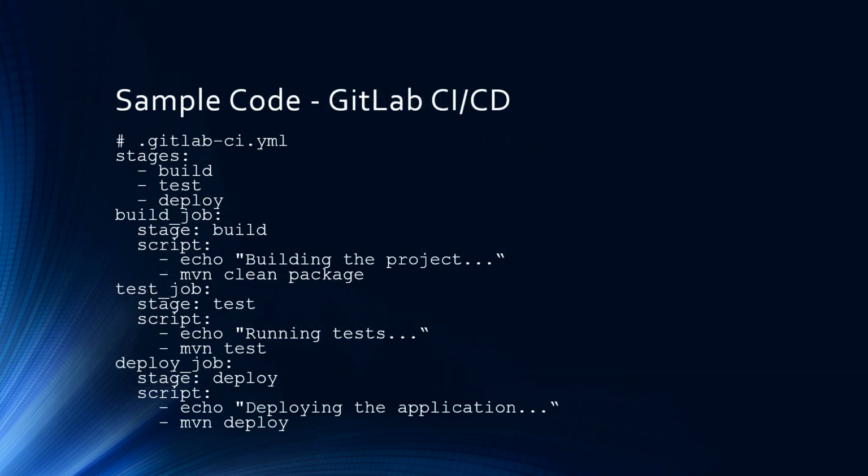Let's analyze this GitLab CI/CD configuration example in detail. This YAML file demonstrates the core concepts of pipeline configuration while highlighting best practices for real-world implementations. The configuration defines 3 stages: build, test, and deploy. Each stage serves a specific purpose.